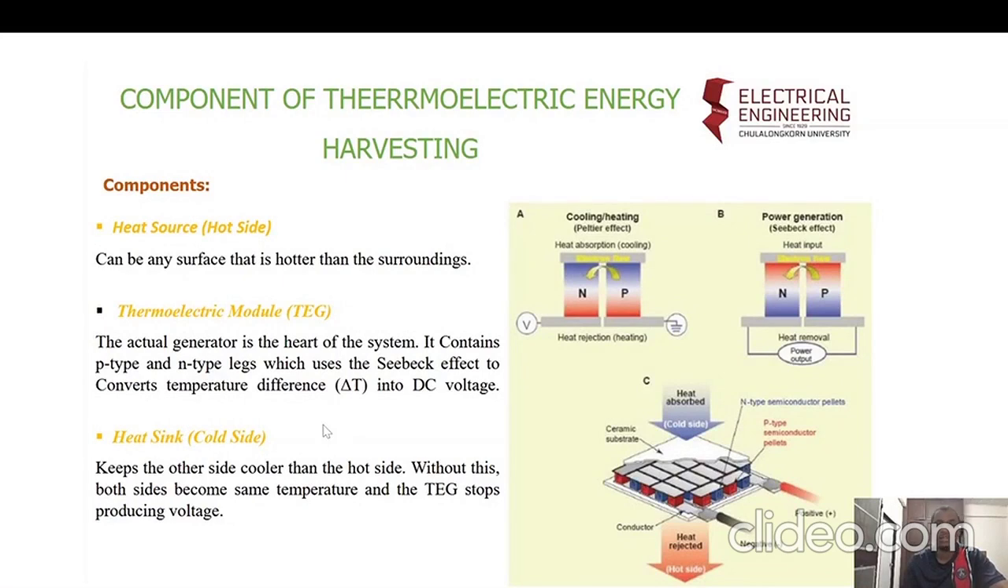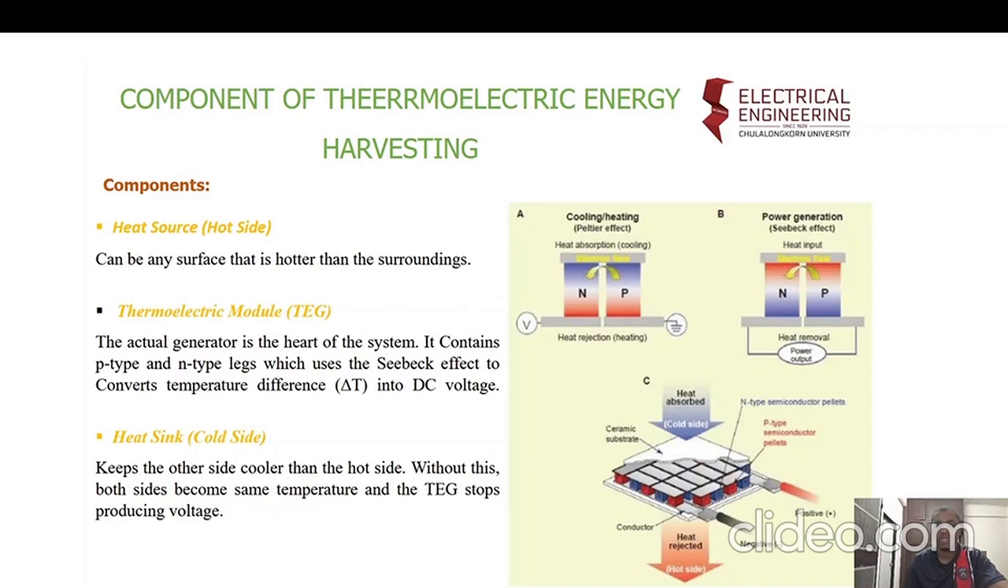There are three major components. So you have the heat source, which is the hot side, can be any surface that is hotter than the surrounding. We also have the thermoelectric module, which is the generator. It's like the heart of the system. It contains the P-type and the N-type, which has been explained by my colleague on how it works.